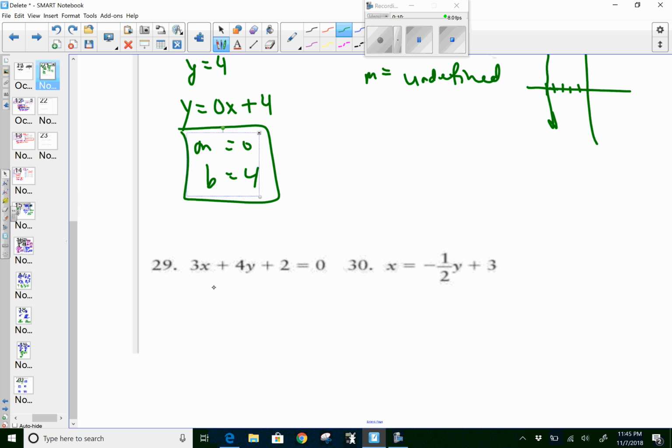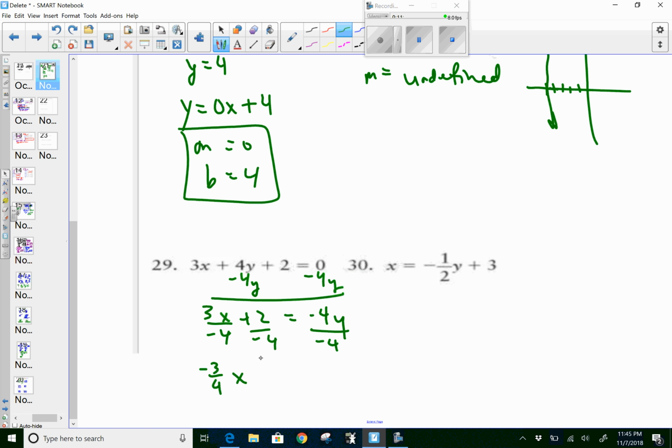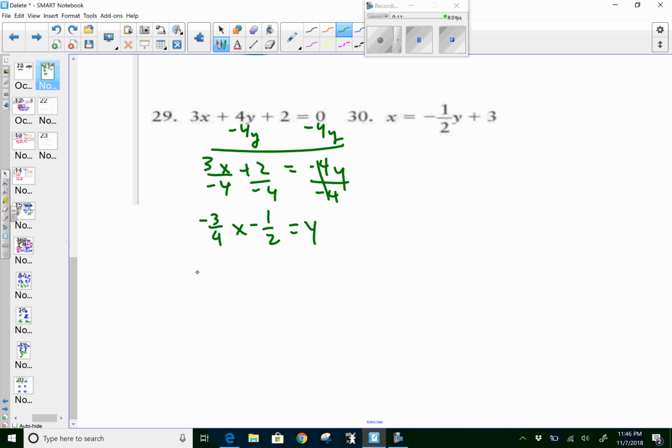Over here, we have to get the y by itself. So we're going to subtract 4y from both sides. So minus 4y, minus 4y. So I have negative 4y is equal to 3x plus 2. I want to get rid of that negative 4, so divide both sides by negative 4. So I have negative 3 over 4 x. 2 over 4 reduces to a half. Positive divided by negative is negative, is equal to y. So my m is negative 3 over 4, and my b is negative 1/2.